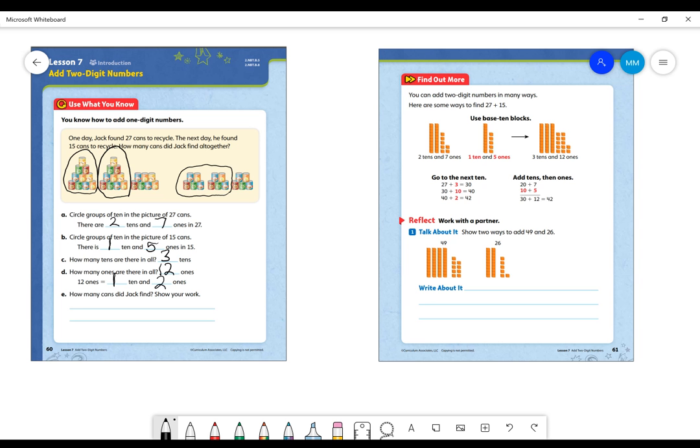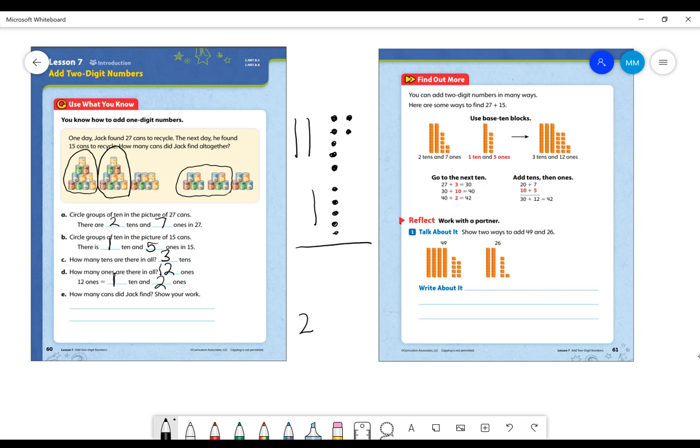Show your work. So here is what I'm going to do. I am going to draw out my picture using 10 rods and ones. And I'm going to do it right here in the middle. So I'm going to make 27, so 2 10s and 7 ones. And I'm going to organize my ones into columns of 5. So 5, 6, 7. And in 15, I had 1 ten and 5 ones. 3, 4, 5.